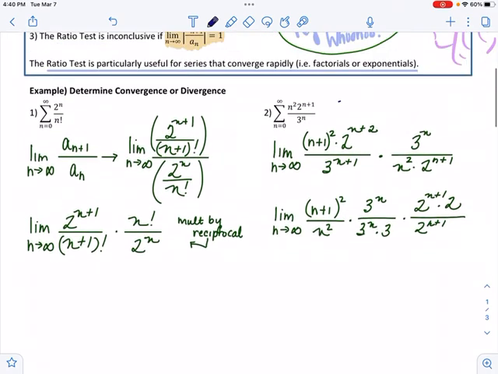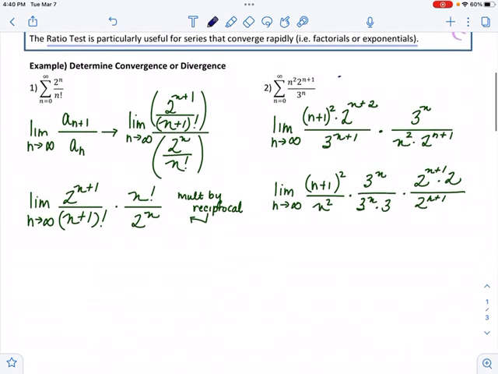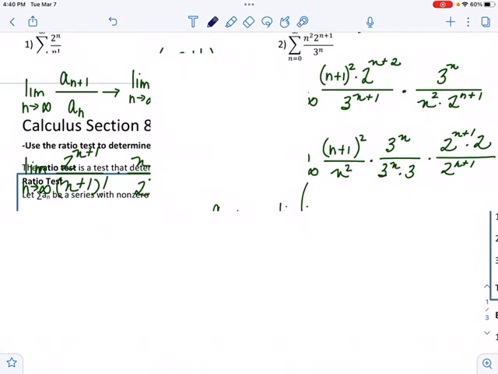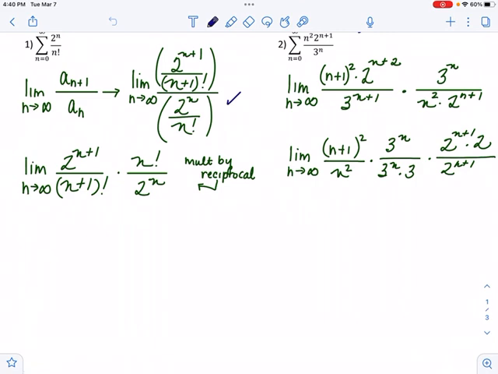We'll start off with the first example, where we have the series from 0 to infinity of 2 to the n over n factorial. Remember, we're going to take the limit as n approaches infinity of a sub n plus 1 over a sub n. We set that up in the first step here, and then I'm going to multiply by the reciprocal. And with that, we're going to do a little bit of work. So we're going to manipulate this a little bit.